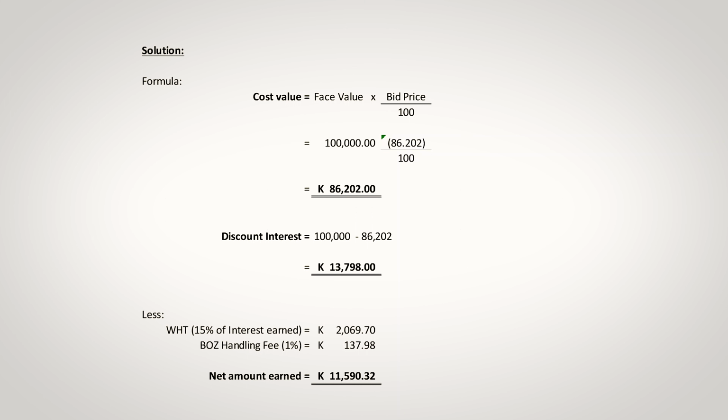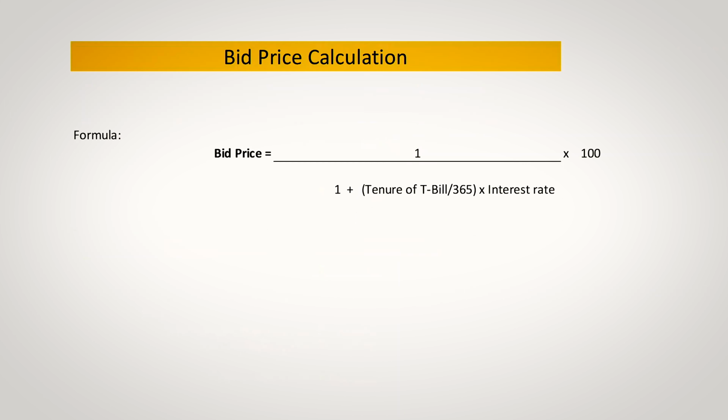So the bid price is calculated based off a formula, and the formula is: the bid price is equal to 1 divided by 1 plus the tenure of the treasury bill divided by 365 days times the interest rate, and then everything multiplied by 100.